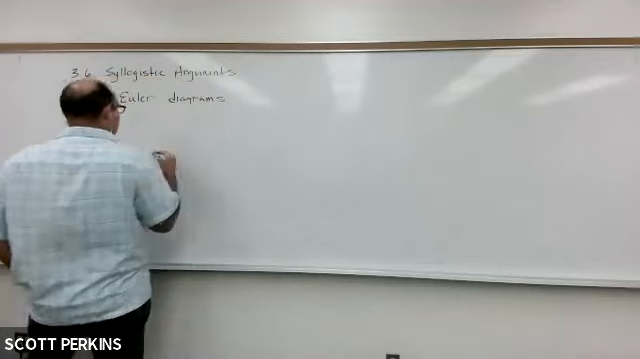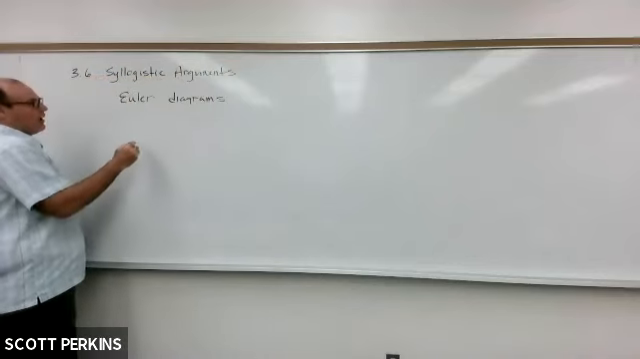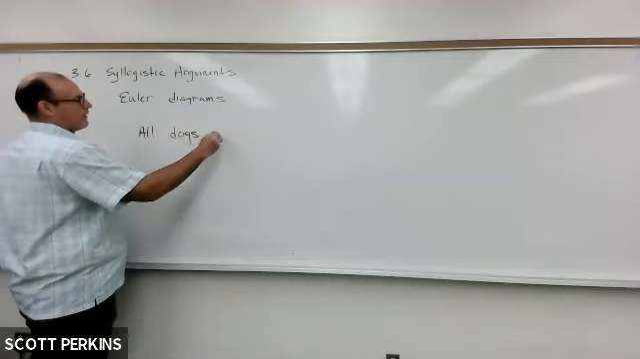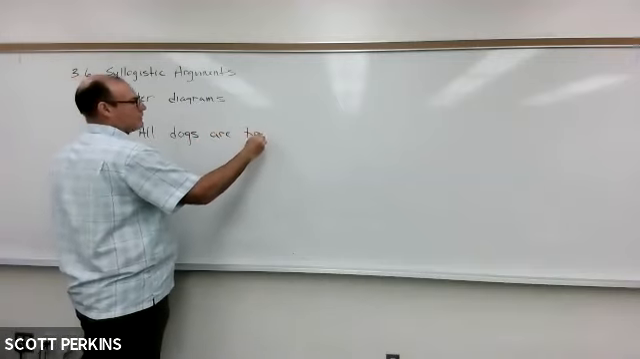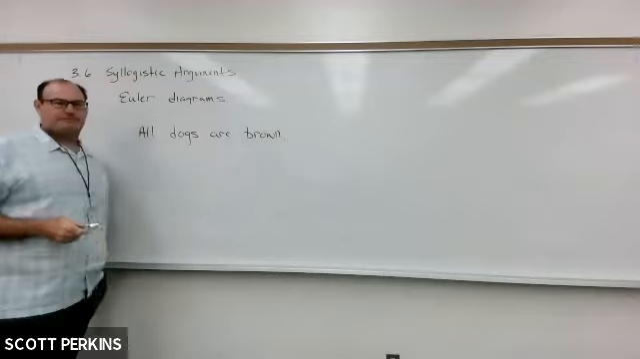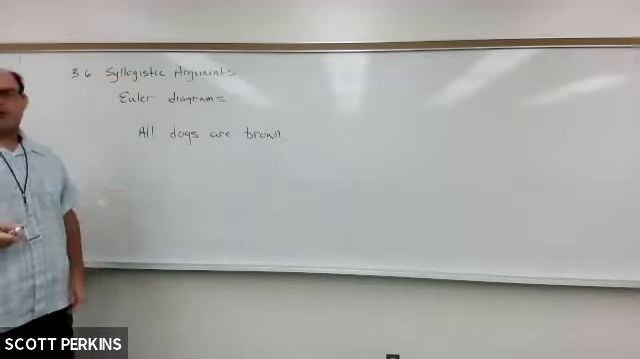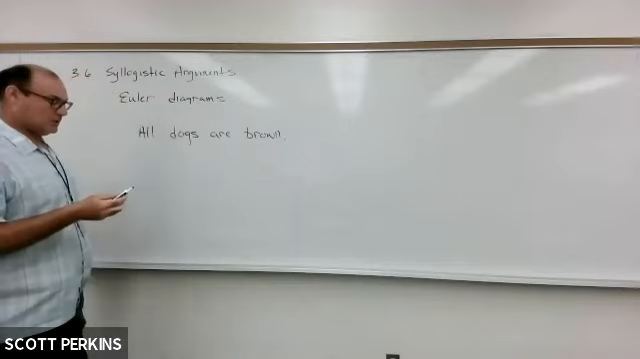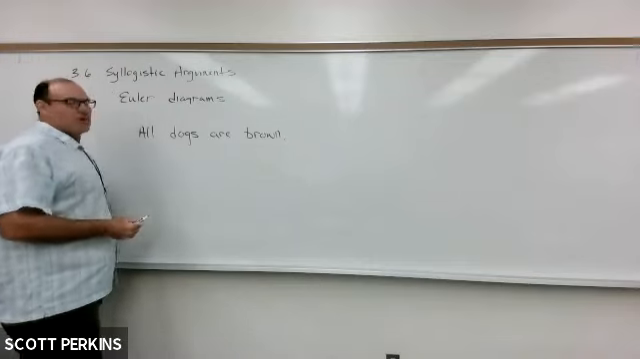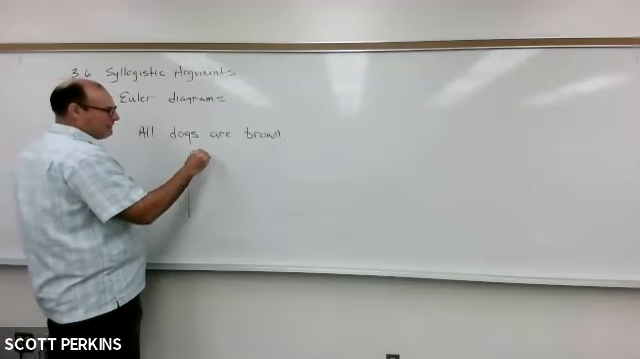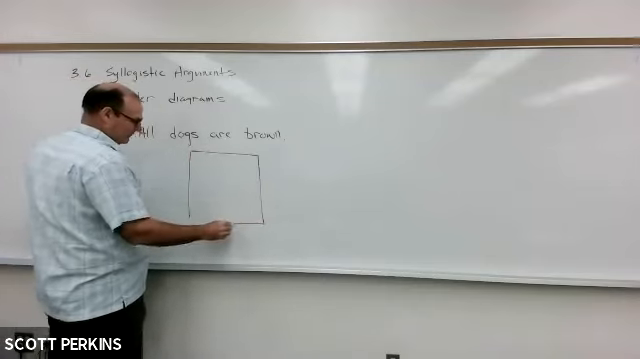So the first one I'm going to do is this. All dogs are brown. It's a quantitative statement, starts with the word all. All dogs are brown. So what is an Euler diagram? Again, just like a Venn diagram, you have a box around it that represents the universe of everything.